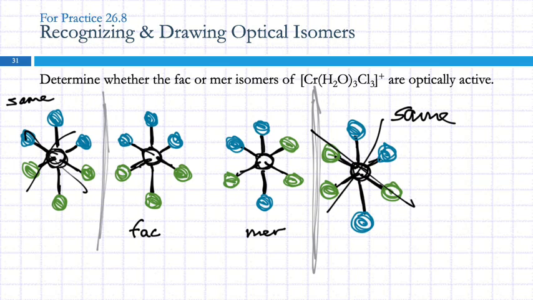So optically active or chiral is when you can draw the mirror image and you can't, by just rotating it, make it superimposable on the other one.